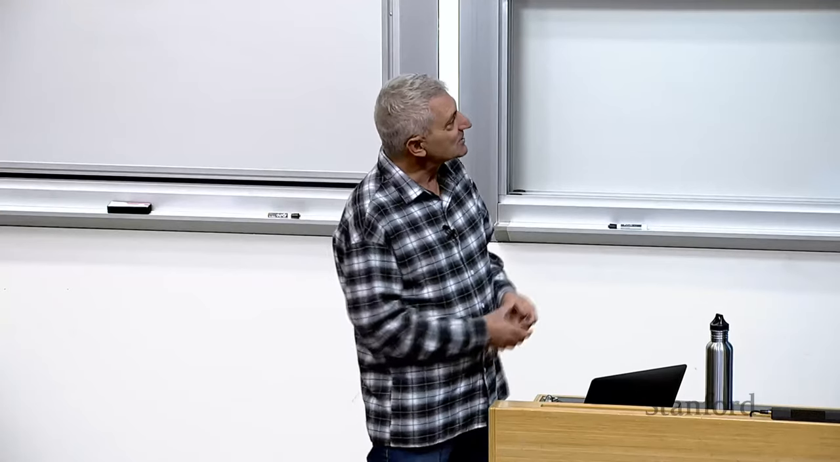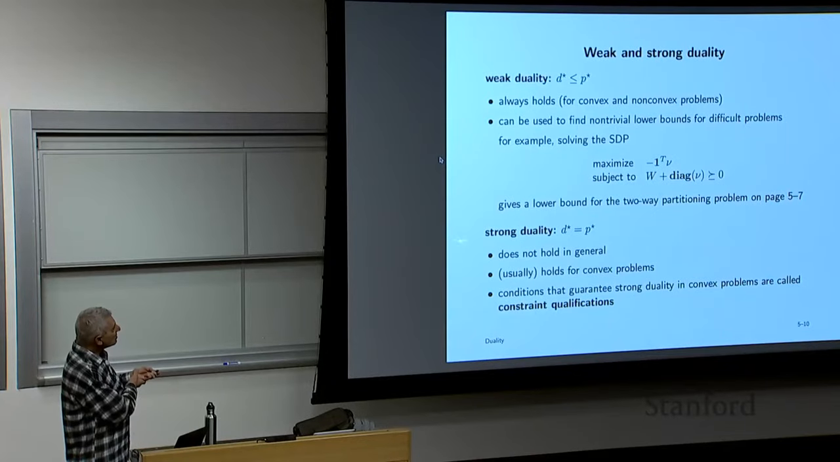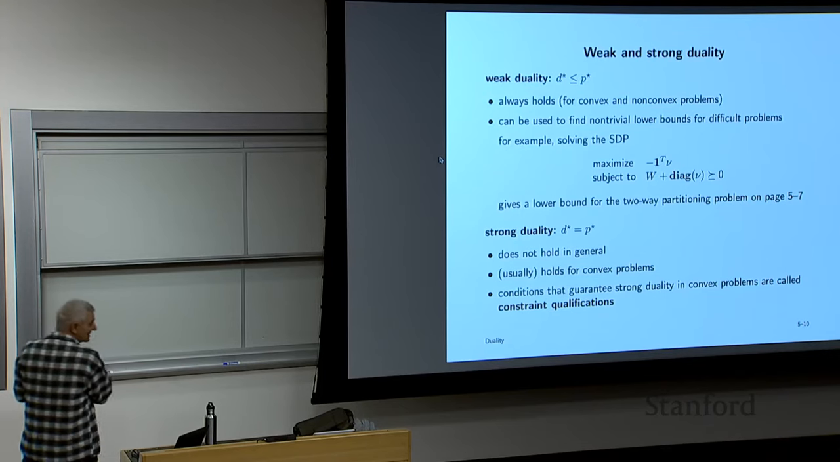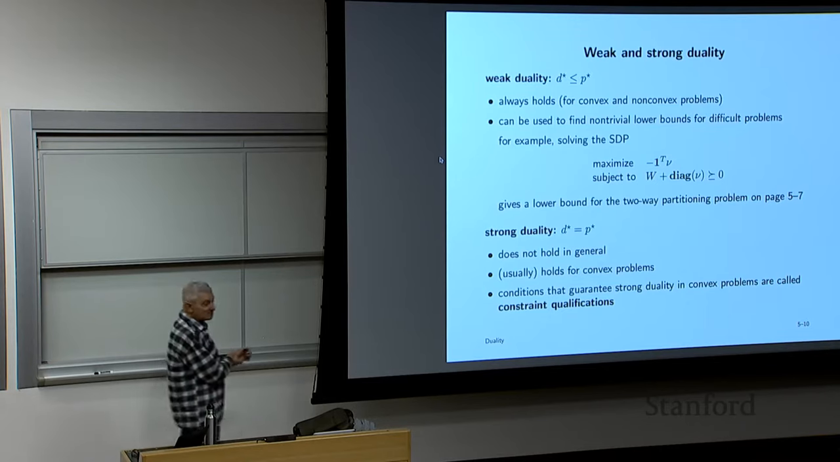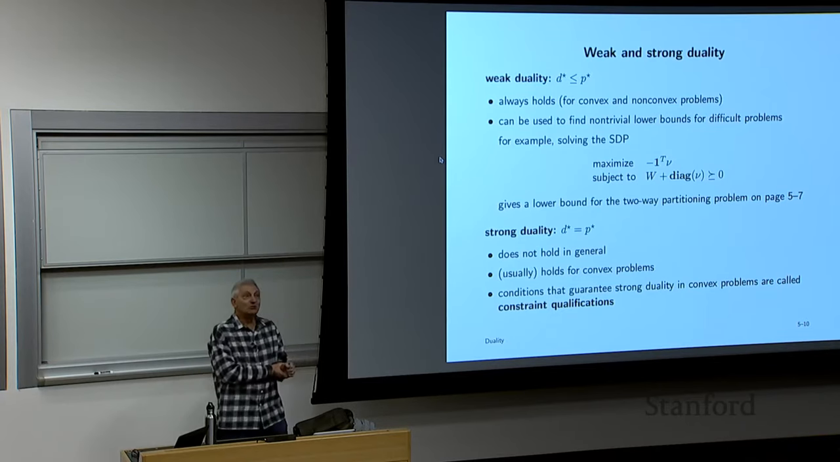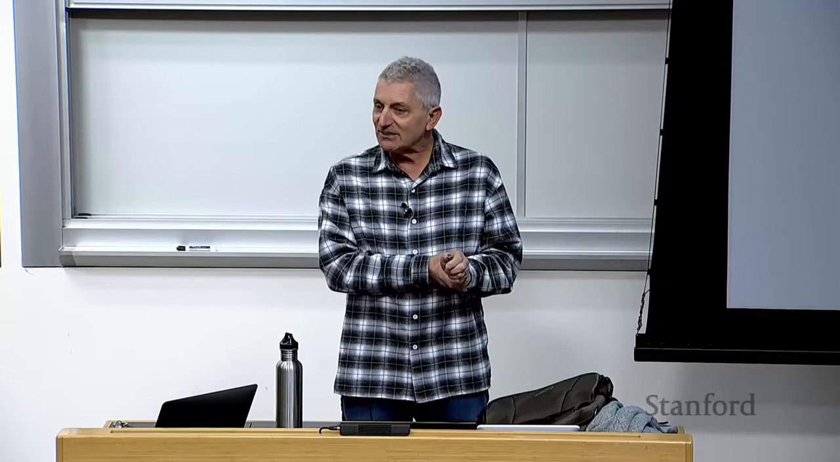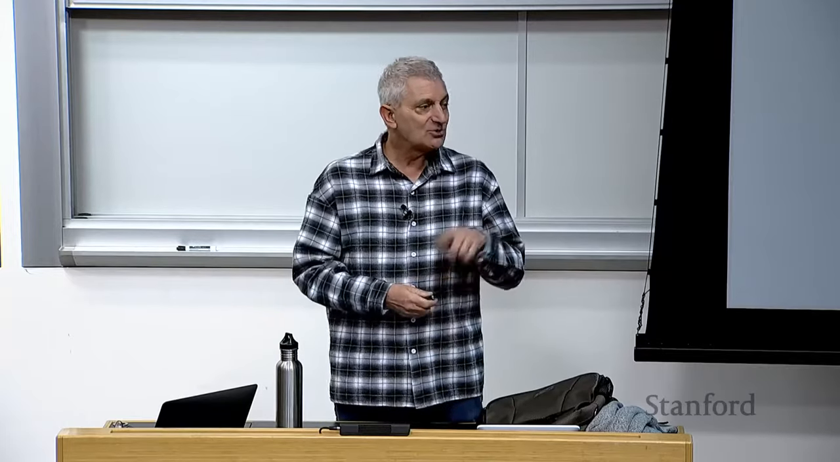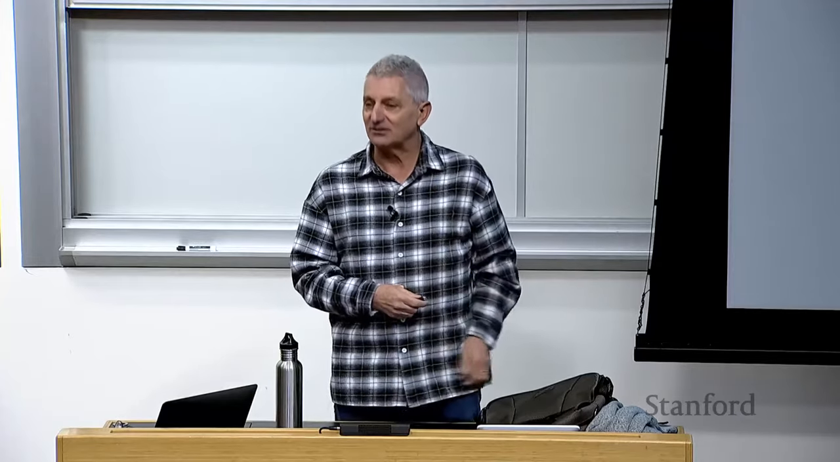But now it gets interesting. Strong duality is when these two are equal. Strong duality says basically that you can actually find dual variables whose associated lower bound on the optimal value is actually equal to the optimal value, right?